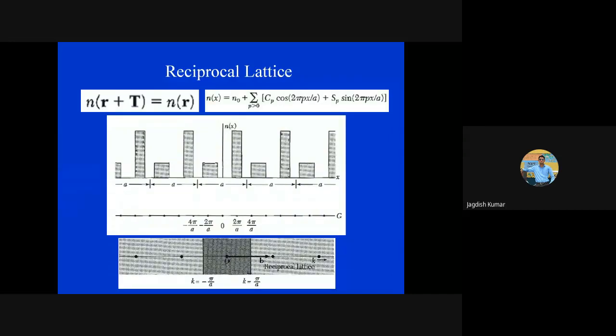So how many terms will there be in the Fourier series if the electron density is varying exactly like a sine function? Two terms. Why two terms? One is the constant n naught and the other is the sine. Okay.